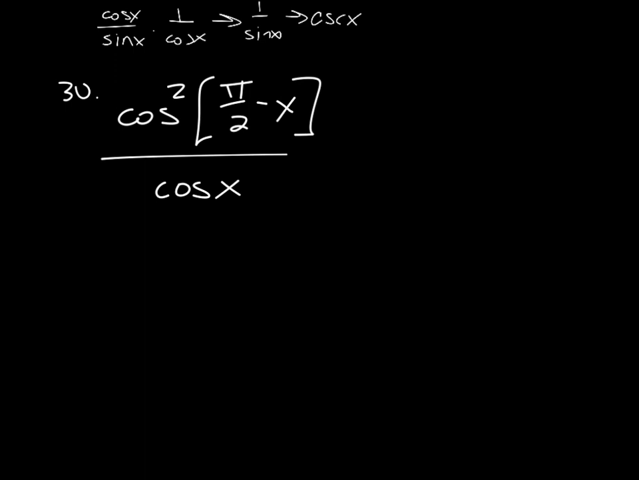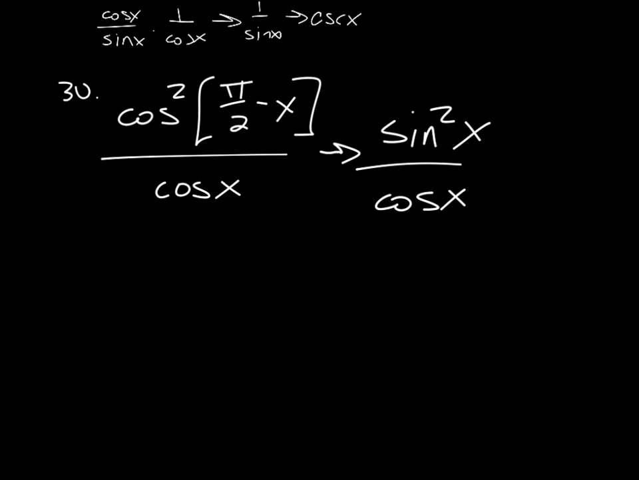Can you just make it cosine of x? No, because they're not the same things in the parentheses. So you can't cancel cosines on this one. Well, that's equal to sine squared, right? So then we could say sine squared up top. That's not one of our options, so we gotta go further.